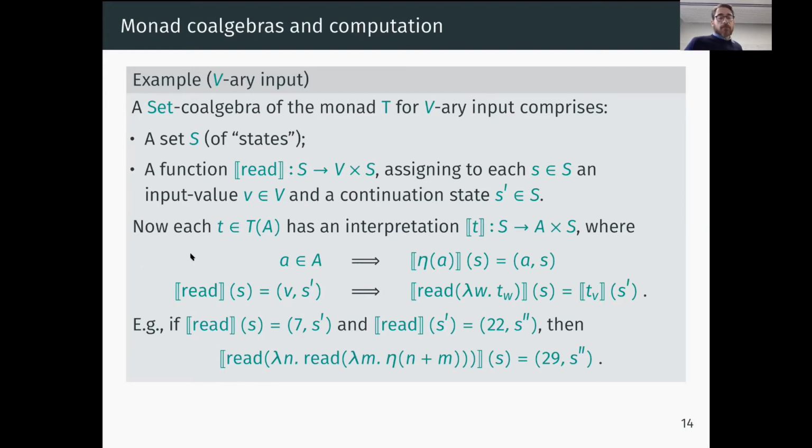And so what we can view this as doing is, suppose I'm given an element little s in big S, and some term t in T of A. A term t in T of A is a computation which might request some values from an external environment, and then eventually return something in A. Each of these terms t gives me an interpretation of t from S into A times S. It takes a starting state in big S, and eventually returns a value together with the final state I reached in S whilst running my computation.